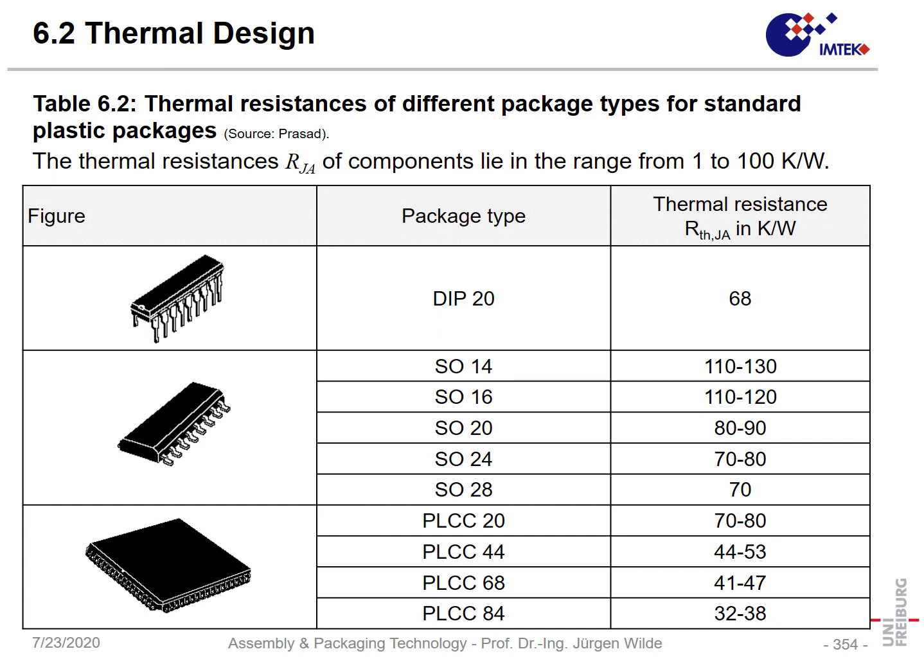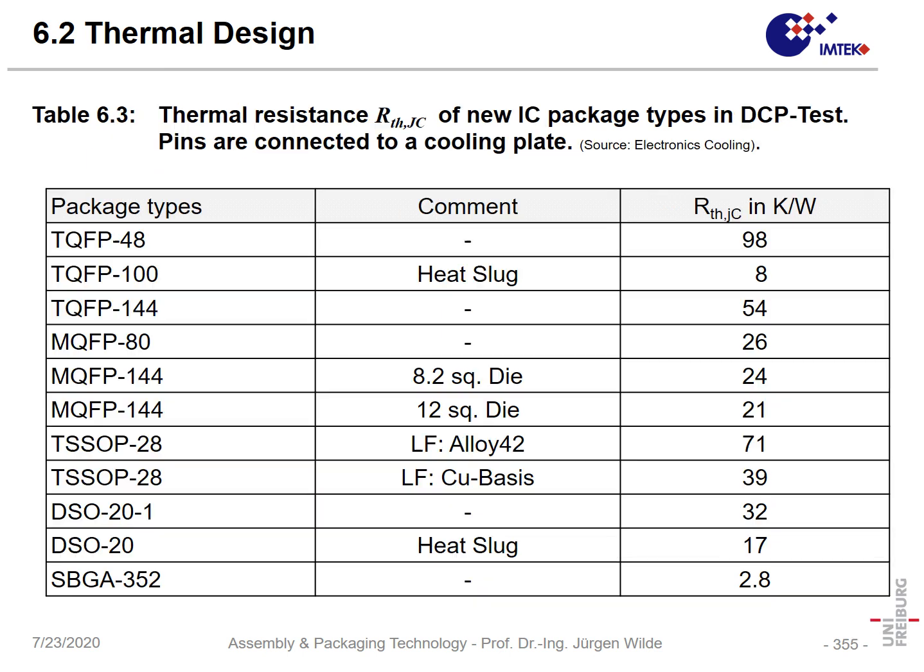If we have larger devices like such PLCC, which is SMD devices, the thermal resistance can be significantly lower. On the other hand, bigger devices have bigger chips, and bigger chips dissipate more heat in most cases. Here are other devices which are, for instance, TQFP. Depending on how they are built up, they can have between 8 and 100 Kelvin per watt. And so here are different examples.